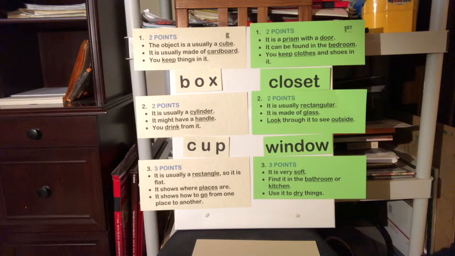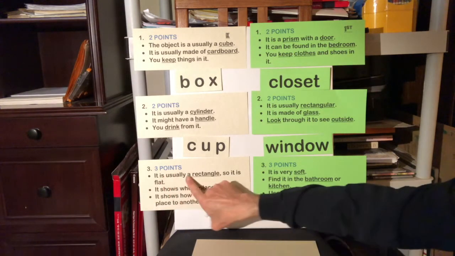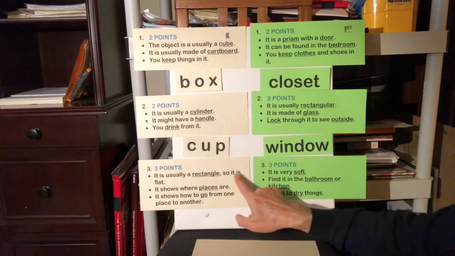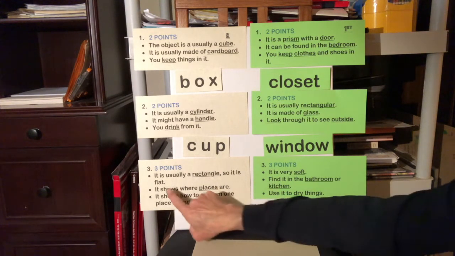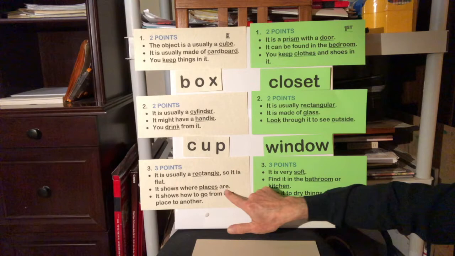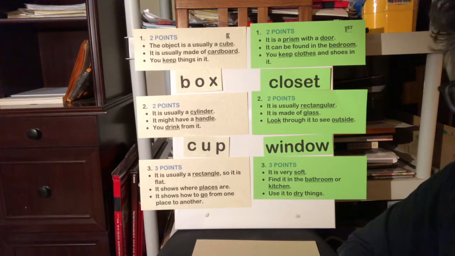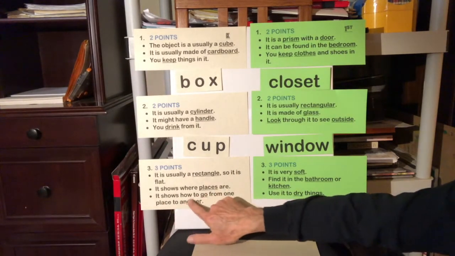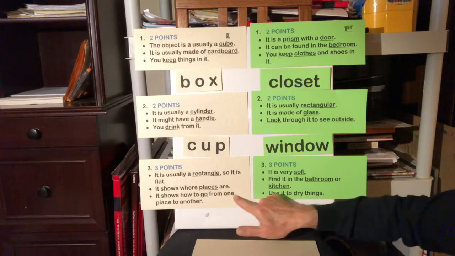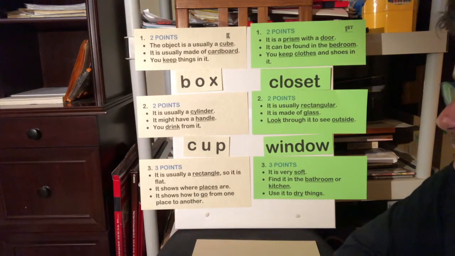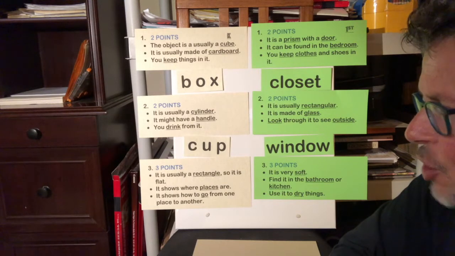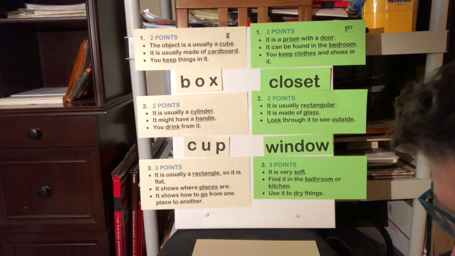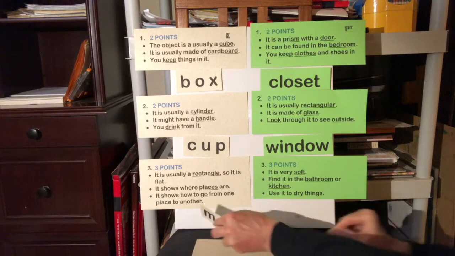Number 3 for the kindergartners. It is usually a rectangle, so it is flat. Another plane shape, another rectangle. It shows where places are. It shows how to go from one place to another. What could that be that's flat? It's a rectangle. It shows where places are, and it shows how to go from one place to another.